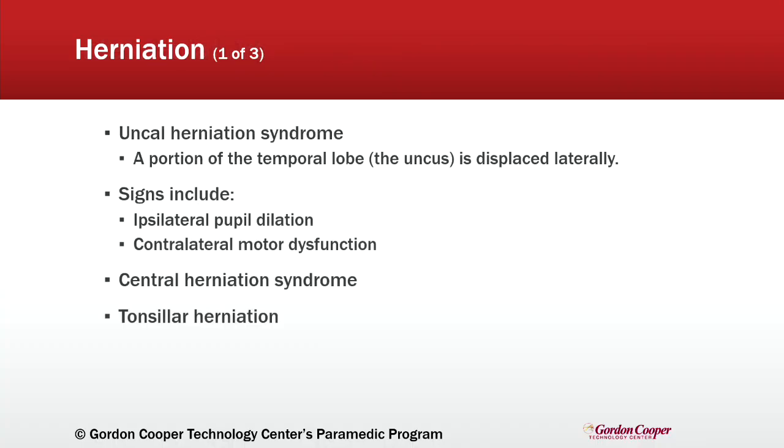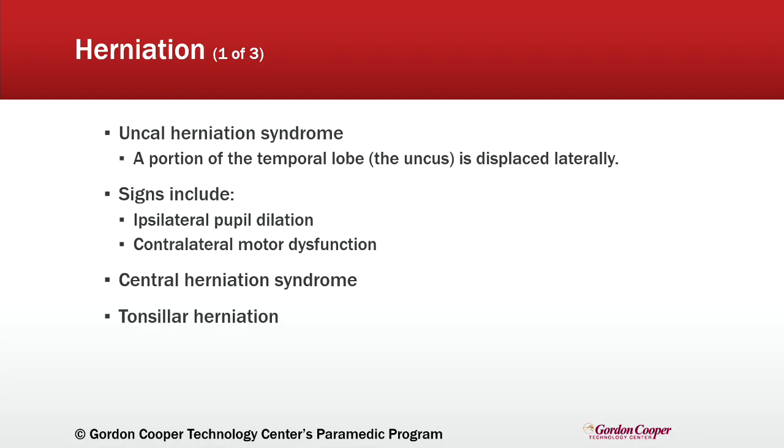Uncontrolled or unmanaged, we wind up with a brain that herniates. And this is when the brain is forced from the cranial vault through either the foramen magnum or the tentorium. Typically, we see it's through the foramen magnum. The lateral herniation syndrome or uncal herniation is the most common type. In this syndrome, a portion of the temporal lobe or the uncus is displaced laterally and moves downward through the tentorium incisura and compresses the midbrain and the posterior cerebral arteries.